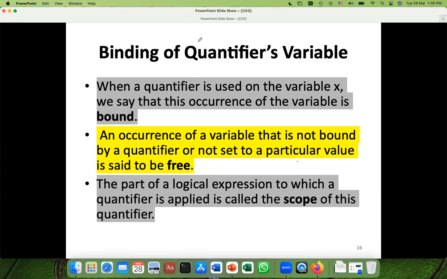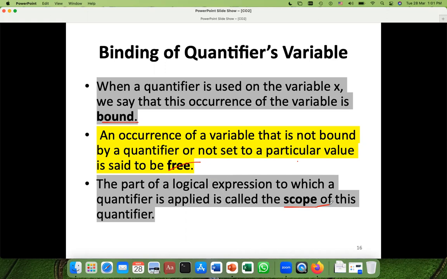So, binding of quantifiers and variables. We are in the topic of quantifiers, and binding of a variable for the quantifier applies if you have a mathematical equation and you are using a quantifier, either universal or existential. So there are three concepts: bound, free, and the scope.